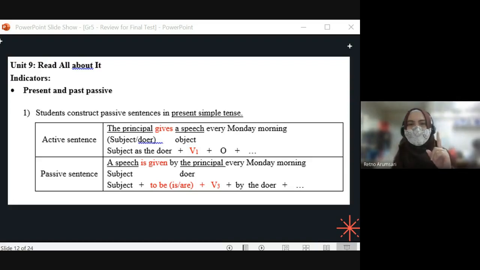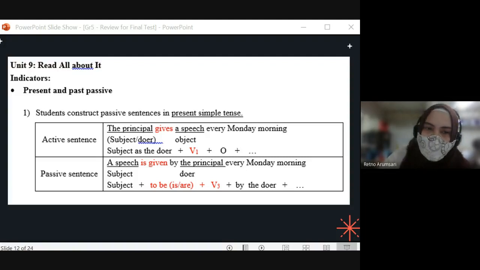So what do you choose, is or are? Yes, is. You choose is, right? Because there is only one speech. A speech is given by the principal. Now, in the passive sentence, you start with the object of the active sentence, followed by the to be is, and then followed by a verb.